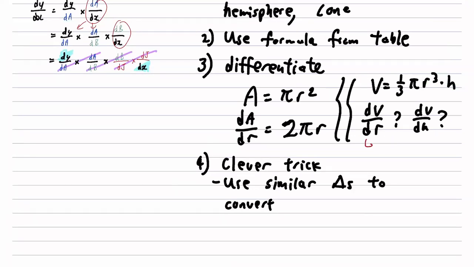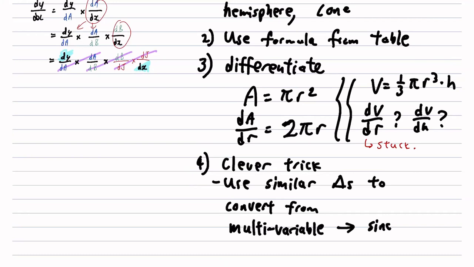So we cannot continue. Stuck. Let me just write this down. Stuck. So that's when you need step 4, which is a clever trick. You need to use similar triangles to, how do you call this? Actually, this is called multi-variable into single variable. Multi-variable calculus into single variable calculus. What does that all mean? It basically means r becomes half h. So everything is in terms of h, only one letter.